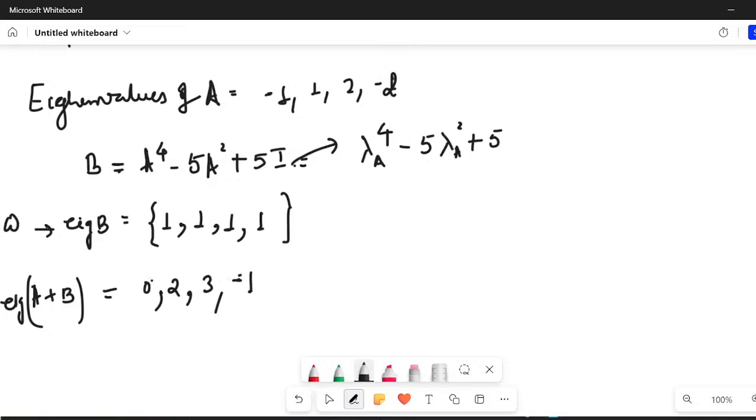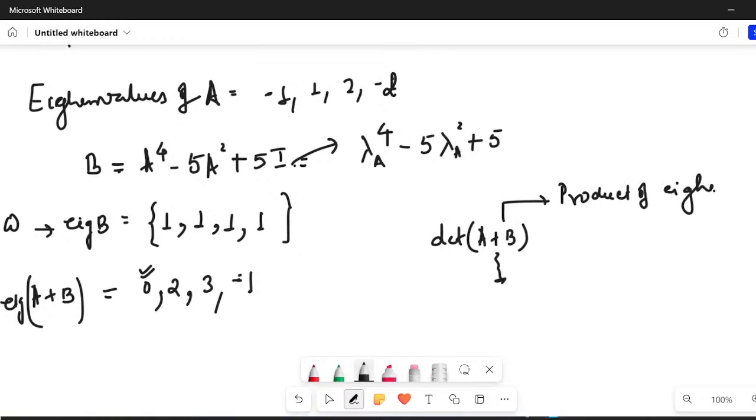I know that if I have even a single eigenvalue as 0, then I can say that the determinant of A plus B would be 0. Why? Because the determinant is nothing but the product of eigenvalues. Since one of the eigenvalues is 0, the determinant of A plus B would be 0. What would be the determinant of B? The determinant of B would be 1 because all the eigenvalues are 1, so the product of eigenvalues is again 1.